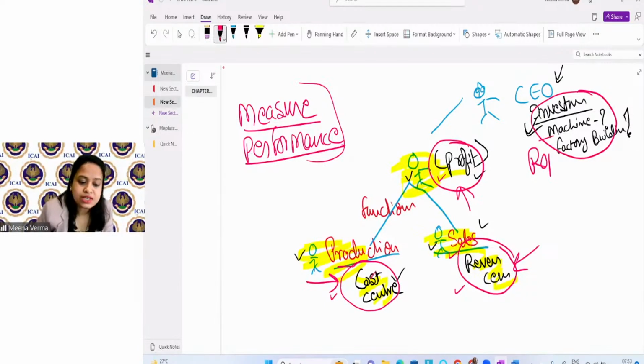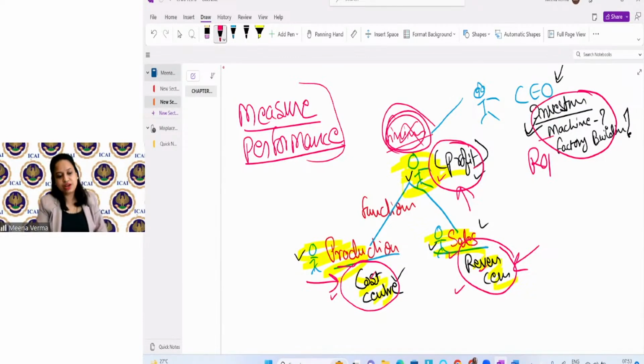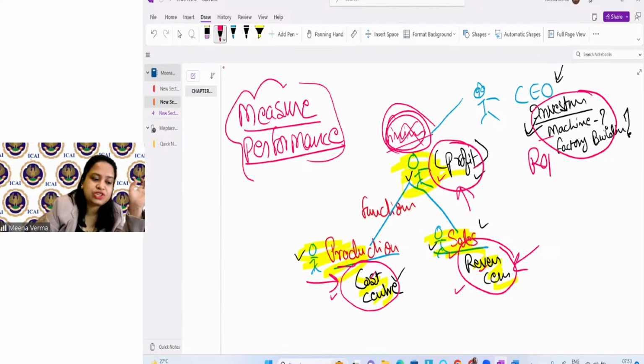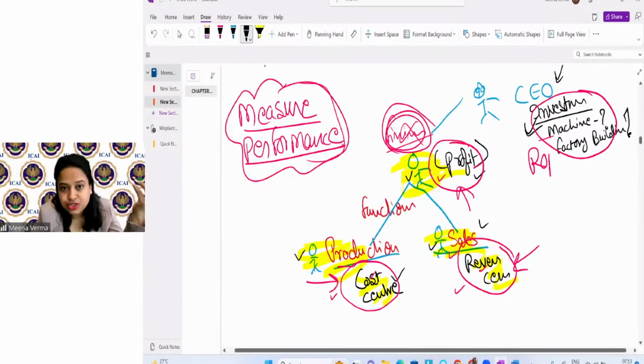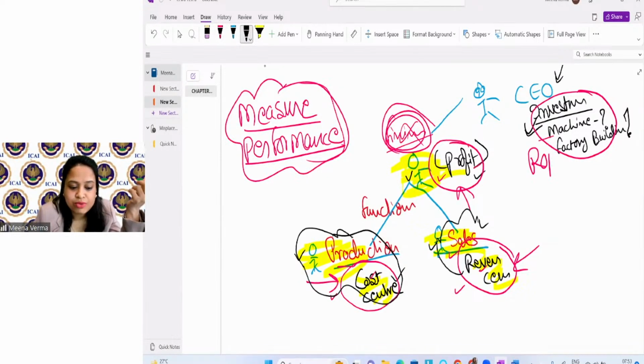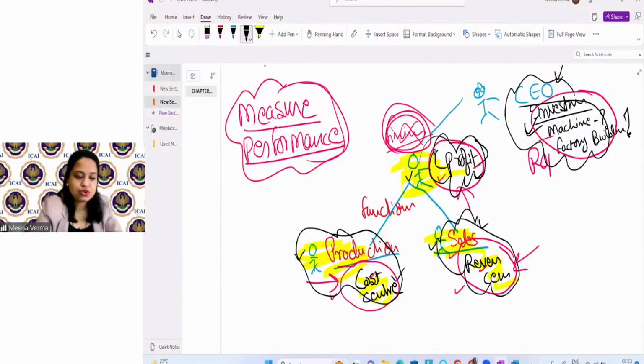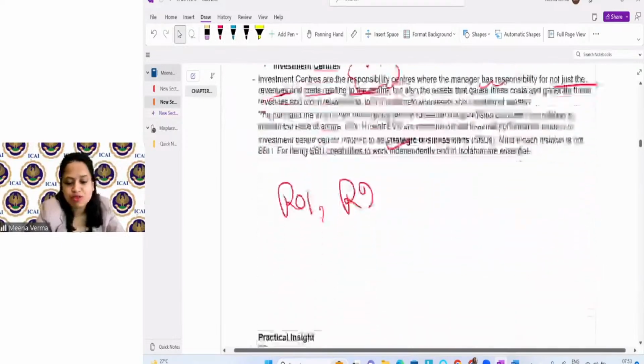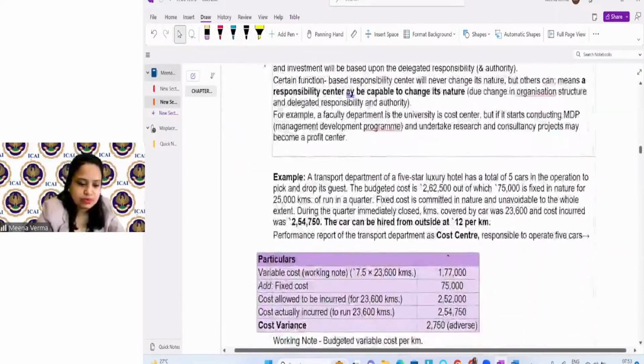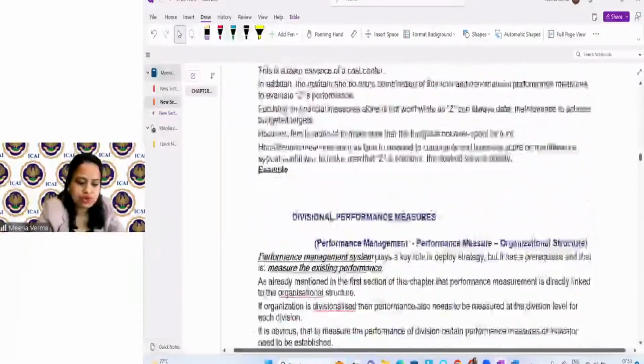Now see, cost, revenue, profit are all financial factors. You are just watching the money, financial factors. But not just the financial factors, we should see the non-financial factors also. I just want to explain what measuring the performance is. Whose performance measurement? Measuring the performance of the production department manager, the sales department manager, the profit department manager, the investment department manager. So here we are measuring the performance of these managers.